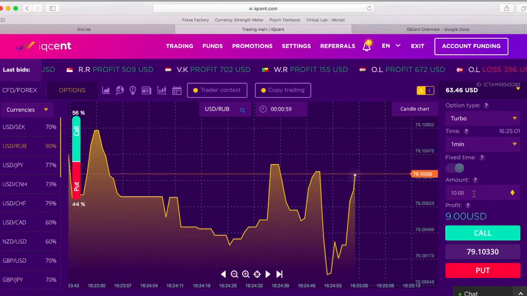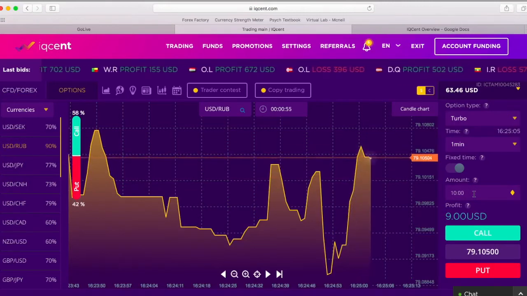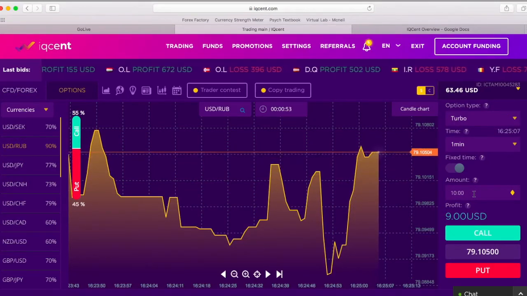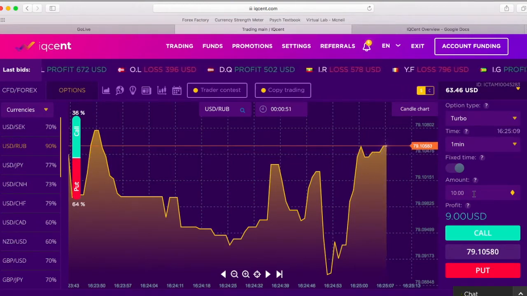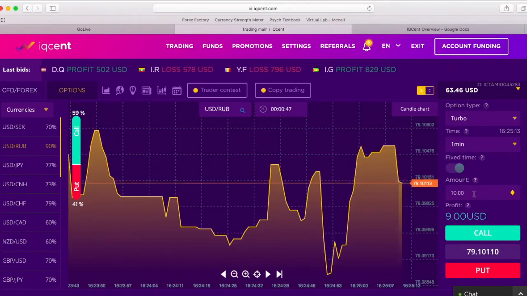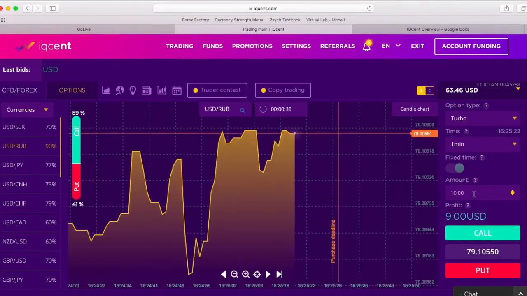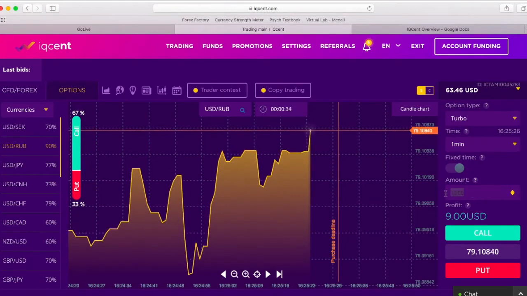Do not risk more than 3% of your account for each trade that you enter. I would write that down or take note of that somewhere. Do not risk more than 3% of your account for each trade that you enter. So in this case, I have $63 in my account. So that means that if I wanted to place a trade right now, that I should risk about 189.